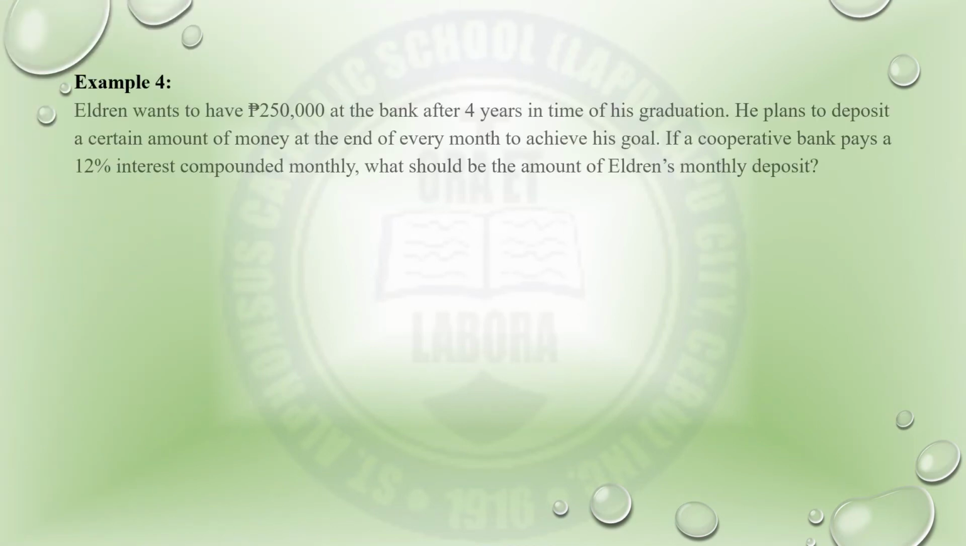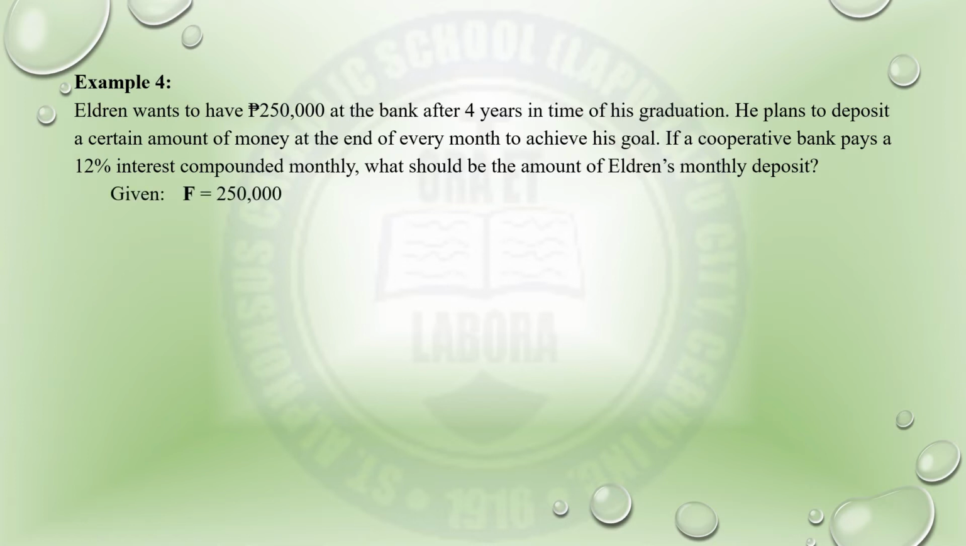Number 4. Elgin wants to have 250,000 pesos at the bank after 4 years, at the time of his graduation. He plans to deposit a certain amount of money at the end of every month to achieve his goal. If a cooperative bank pays 12% interest compounded monthly, what should be the amount of Elgin's monthly deposit?